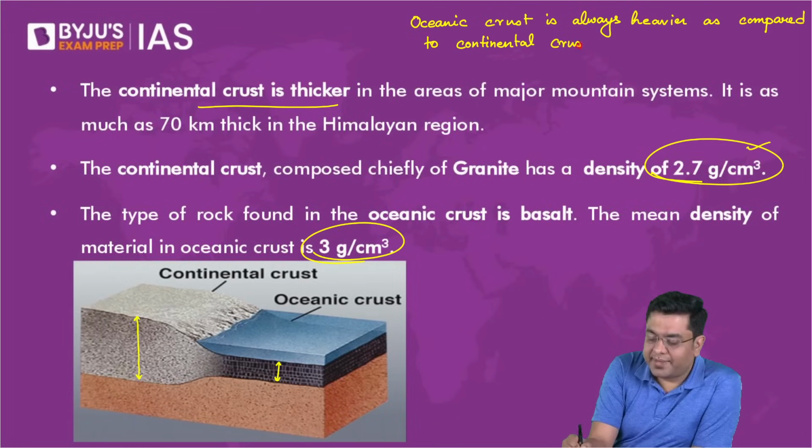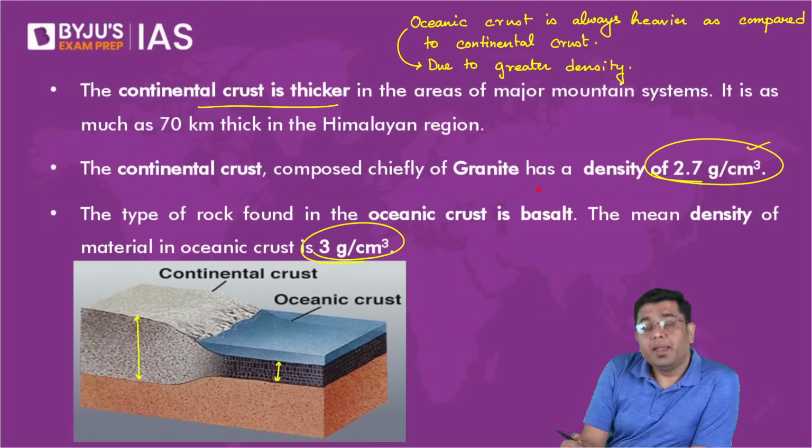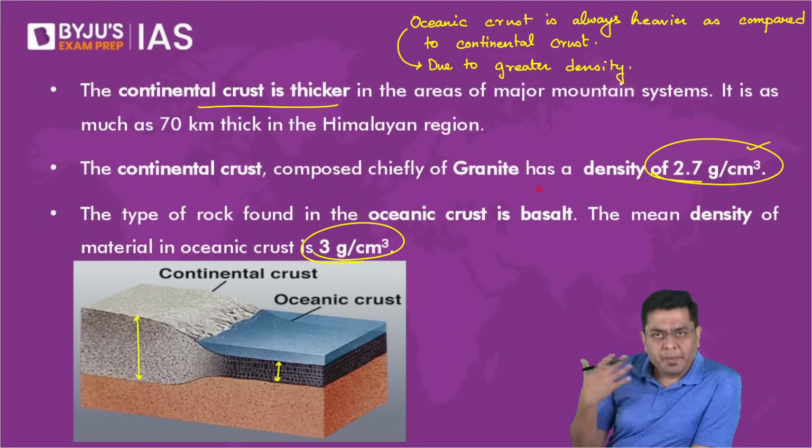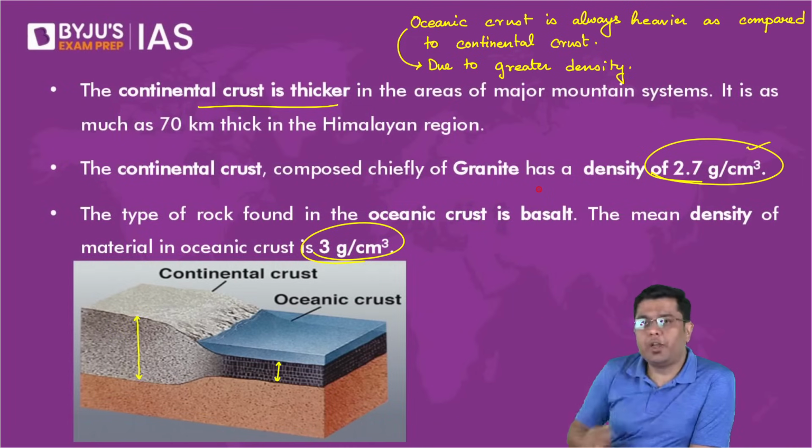And why is that the case? Because of greater density. Why is the density high? It is made up of primarily different types of materials. The continental crust that you will come across is made up of granitic rocks, which will be more dominant in silica and alumina, whereas the oceanic crust will be dominated by magnesium, iron, and basaltic rocks in general.